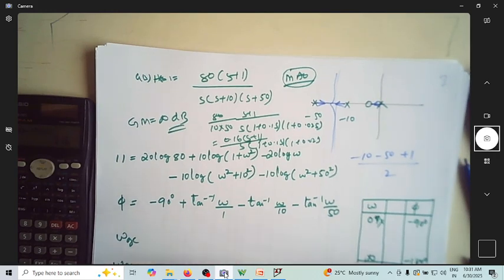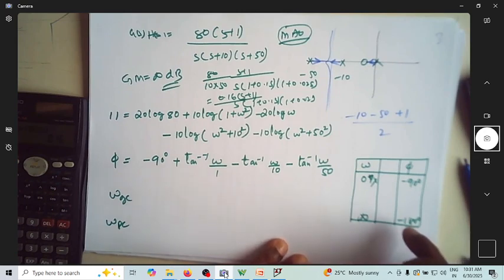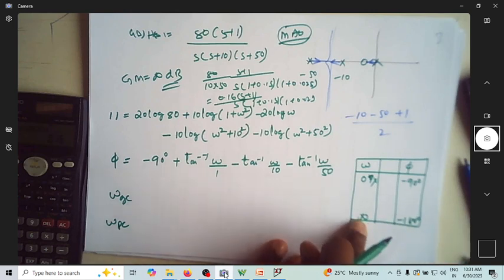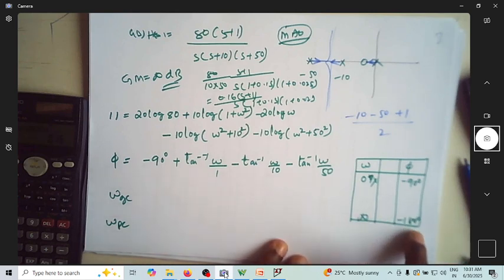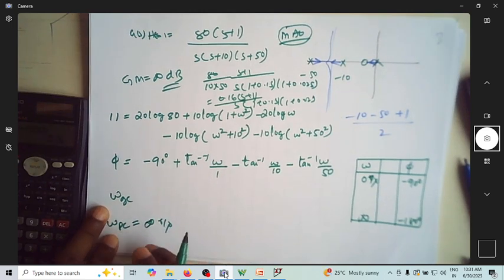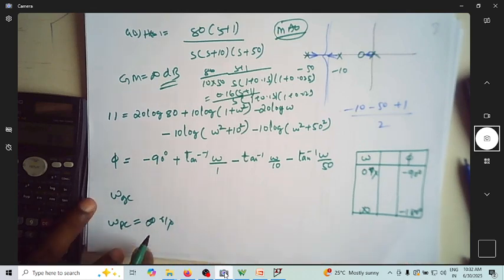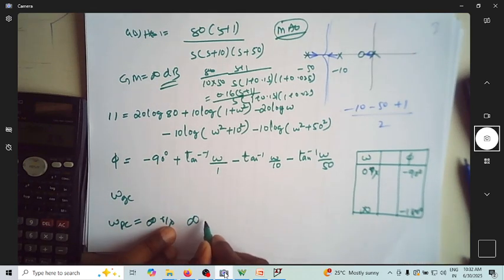So at any point of time, the phase will not be more negative than minus 180. Listen to me carefully. At any frequency from 0 to infinity, the phase will never be more negative than minus 180. It is reaching minus 180 only when omega is infinity. So omega PC is infinite radian per second. That is the frequency at which the phase reaches minus 180 degree, and it will happen only at infinity. So omega PC is infinite.